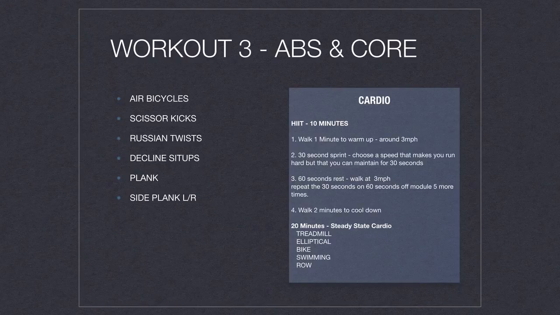At the end of the weight portion of each workout, you will do 10 minutes of HIIT cardio, followed by 20 minutes of steady-state cardio. I will go into detail in upcoming lectures as to what high-intensity interval training cardio is and why it's extremely effective in burning fat and boosting your metabolism.